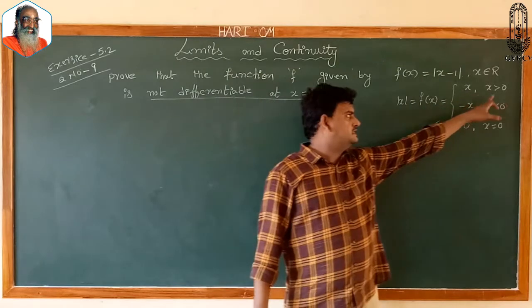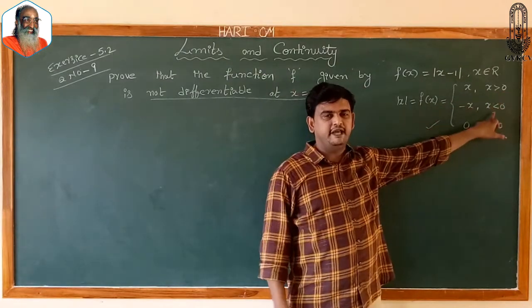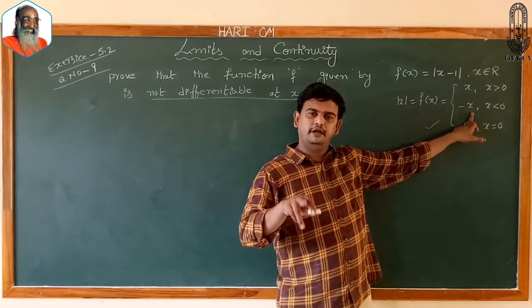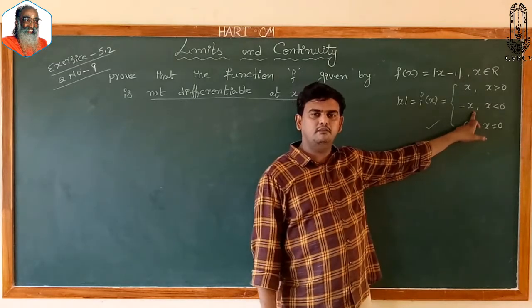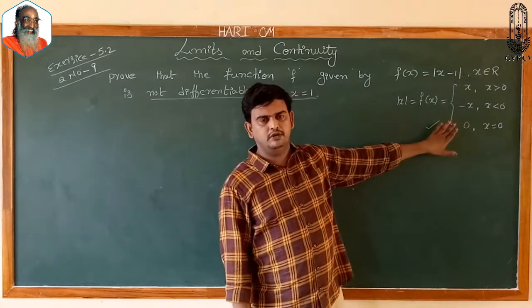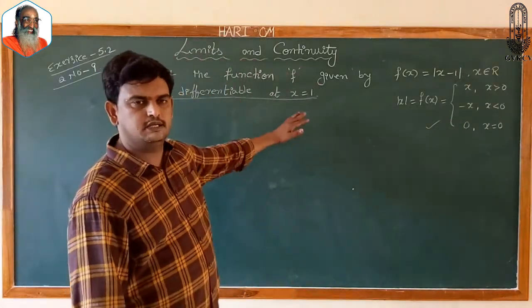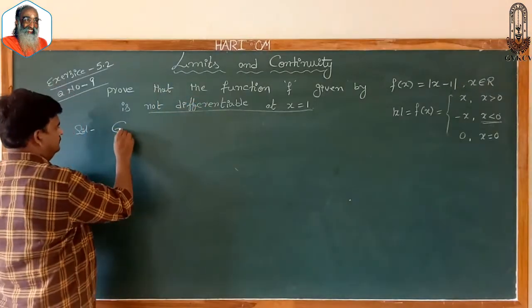So when x is greater than 0, you have plus x. When x is less than 0, you have minus x. Why? x is already negative, so the negative of a negative gives us positive. That's why we are taking minus x. And 0 when x is equal to 0. This we have to know very carefully. Now using that concept, let us come here and continue to solve this problem.